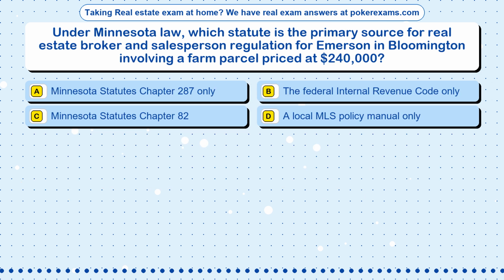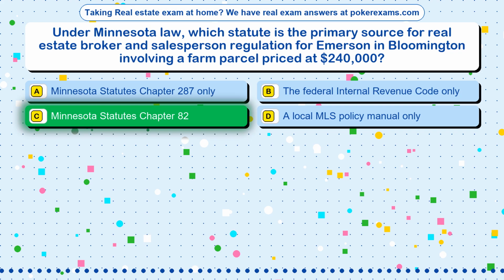Question 83. Under Minnesota law, which statute is the primary source for real estate broker and salesperson regulation for Emerson in Bloomington involving a farm parcel priced at $240,000? Option A, Minnesota Statutes Chapter 287 only. Option B, the Federal Internal Revenue Code only. Option C, Minnesota Statutes Chapter 82. Option D, a local MLS policy manual only.